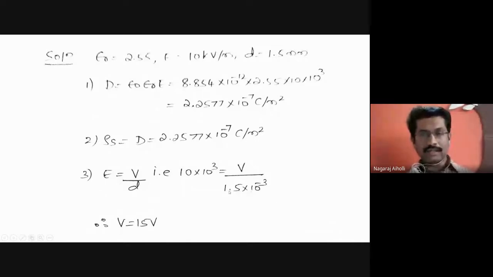Then simplify this and find the value of voltage. So we'll get V is equal to 15 volts. Just cross verify your answers. Voltage value will get 15 volts.